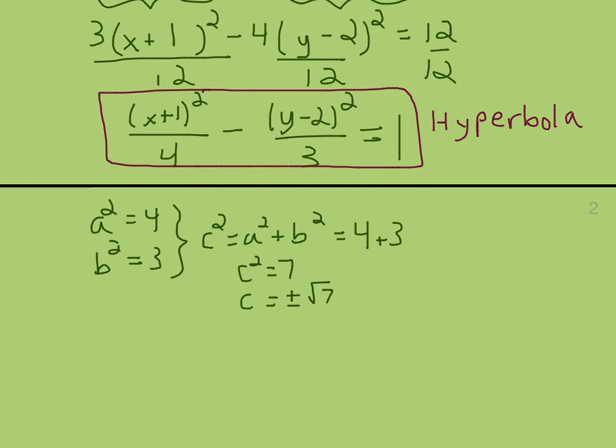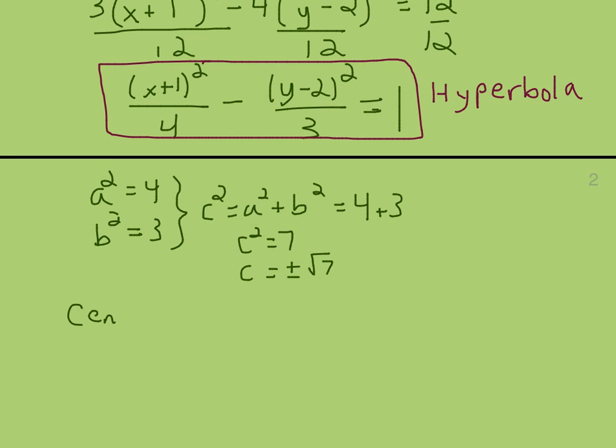Well, there's a center to this hyperbola. This hyperbola is centered at -1, 2. And what we do from the center is we add and subtract c along the major axis to get the foci. So the foci basically occur at h plus c, k and h minus c, k.